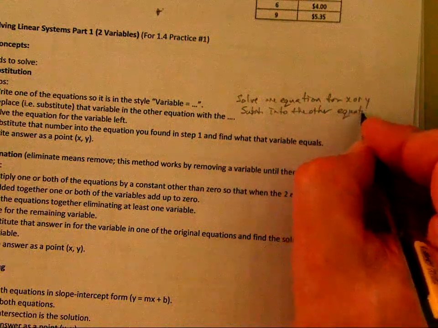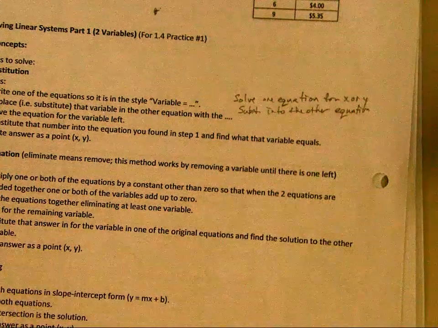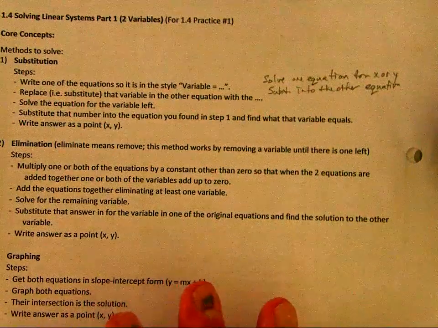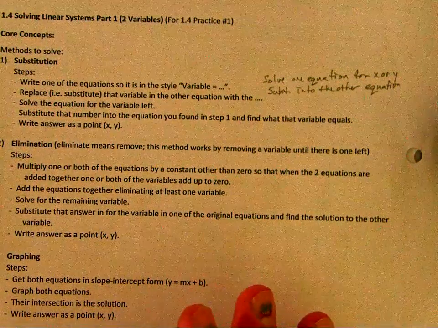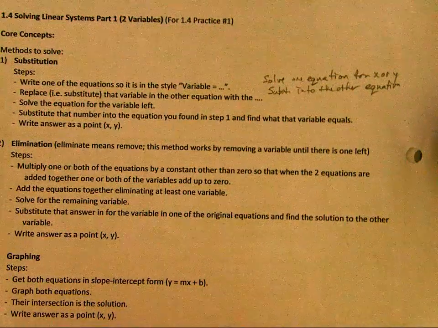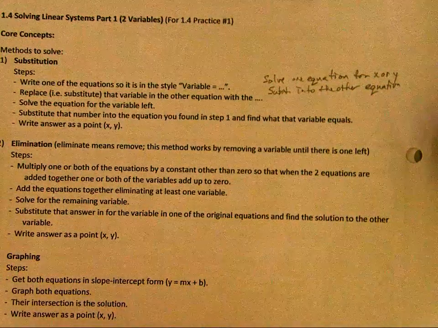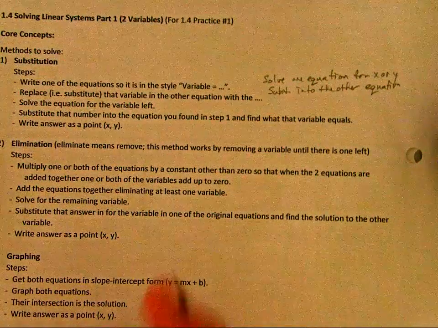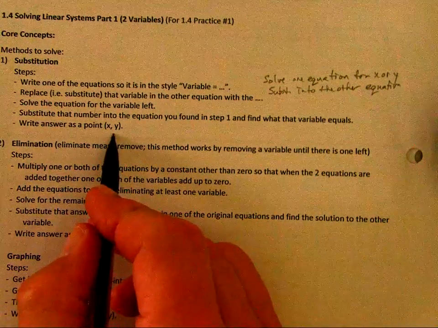So if you solve one equation for x, take that x equals whatever and plug it into the other equation in place of x. Then that will get you to solve for one variable. Once you find that one, you go back to one of the original two equations and plug that in. That'll give you the other variable. When you get done, you'll get an ordered pair, x, y.